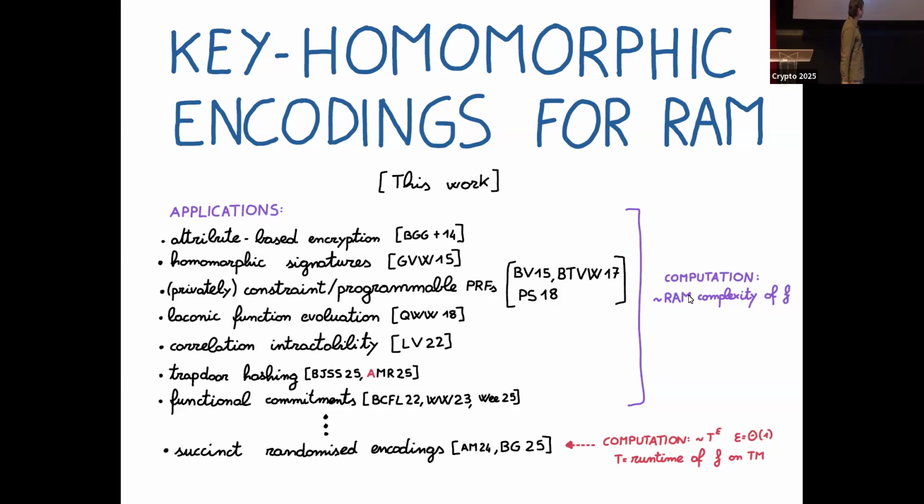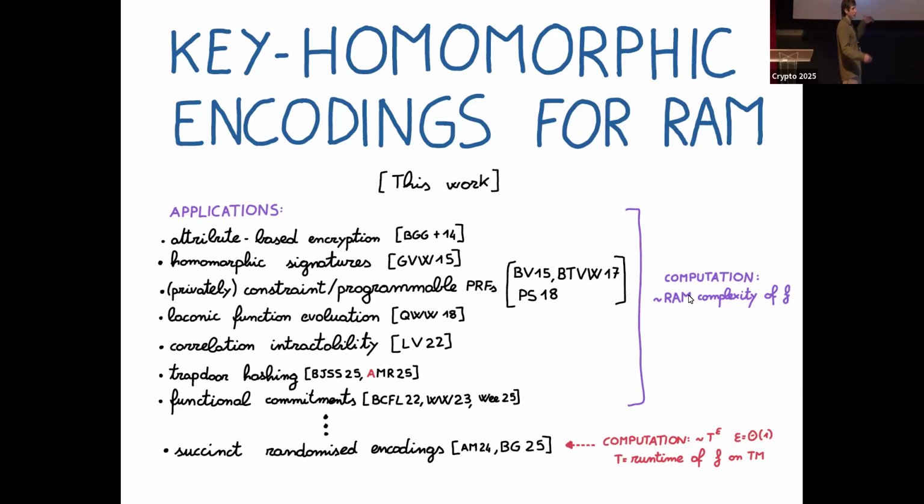Previously, this primitive was known only from iO. It's only in the last 2 years that we started figuring out how to build it from other assumptions. Notably, there is this work by Nir Bitansky and Rachel Garg at Eurocrypt this year, where they built these succinct randomized encodings with complexity T to the epsilon. Epsilon is any constant you want. T is the original complexity of the function f.